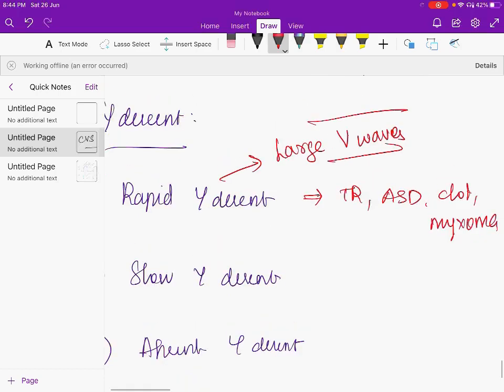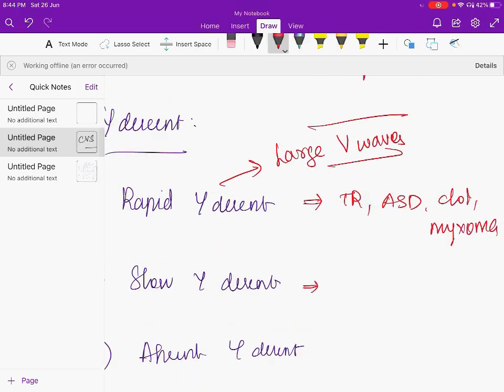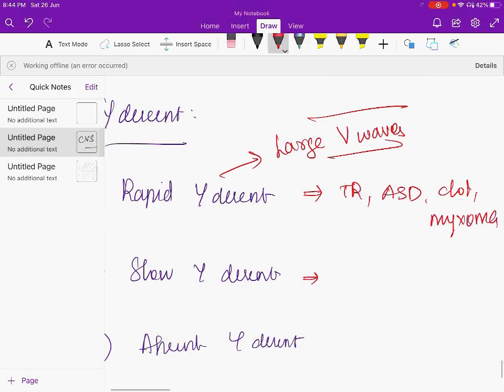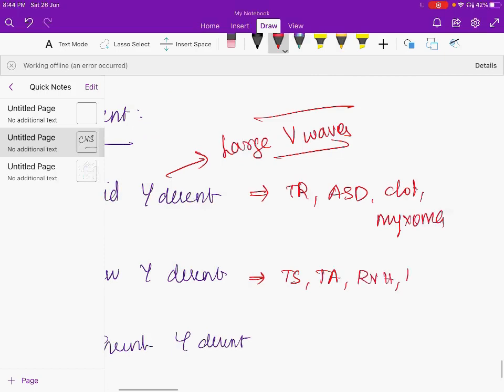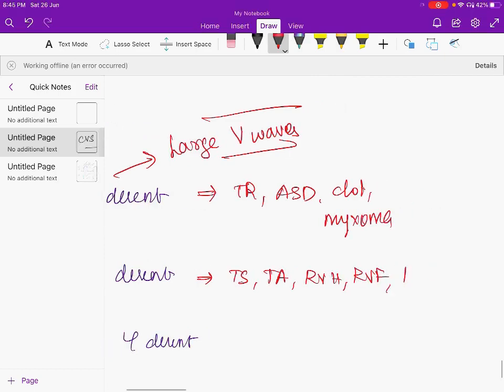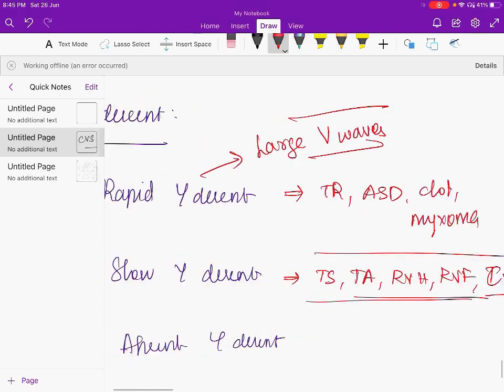For slow Y descent to happen, it should empty slowly. Okay, so to empty slowly, what should happen? There should be obstruction, or there should be difficulty in emptying. Okay, that is nothing but your tricuspid stenosis, your tricuspid atresia, your right ventricular hypertrophy, your right ventricular failure, and your constrictive pericarditis. All these will have slow Y descent.